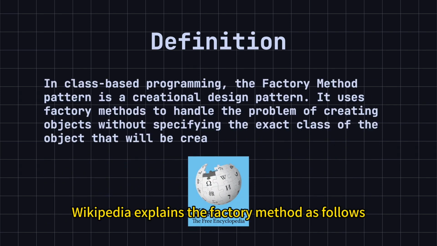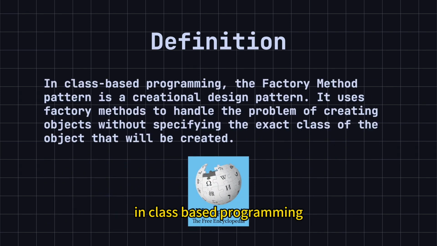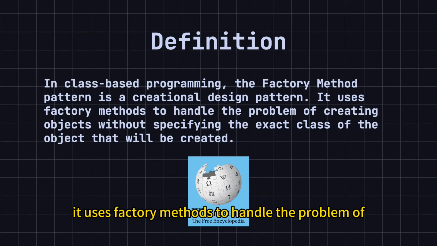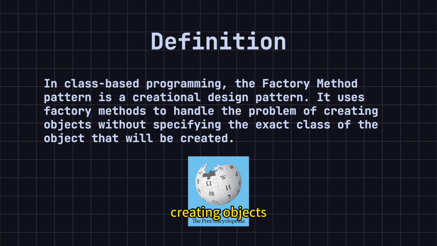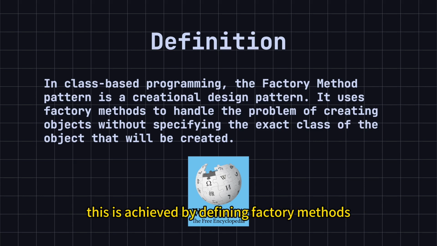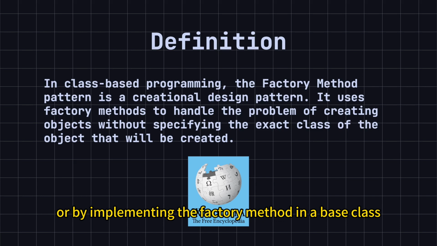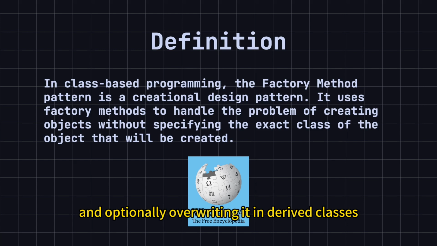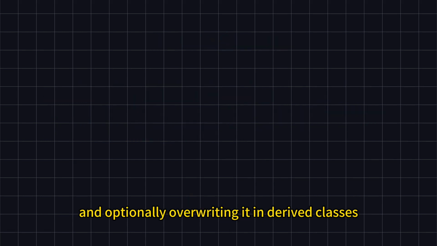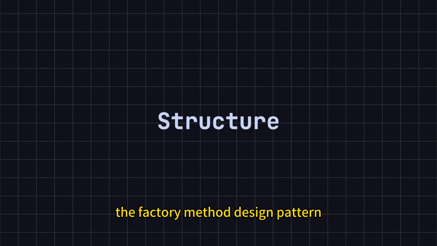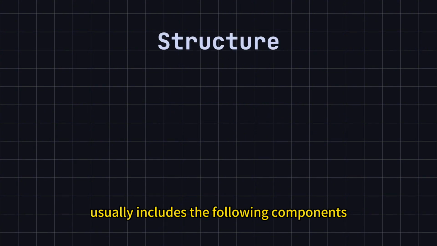Wikipedia explains the factory method as follows. In class-based programming, the factory method pattern is a creational design pattern. It uses factory methods to handle the problem of creating objects without specifying the exact class of the object that will be created. This is achieved by defining factory methods in an interface, implemented by subclasses, or by implementing the factory method in a base class and optionally overriding it in derived classes. The factory method design pattern usually includes the following components.